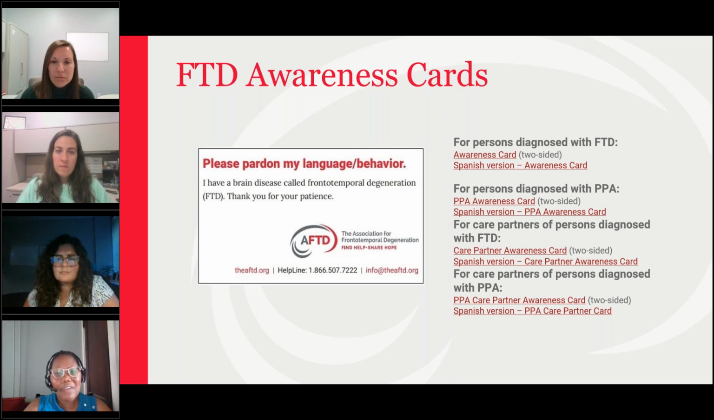For example, one of the versions that we have says, "Please pardon my language and behavior. I have a brain disease called frontotemporal degeneration." It also says thank you for your patience, and asks you to refer back to our website, which allows them to not only learn more about FTD but also learn more about AFTD and the resources that we offer. Those are just some helpful things that we offer, in addition to the wonderful Comstat grant program.